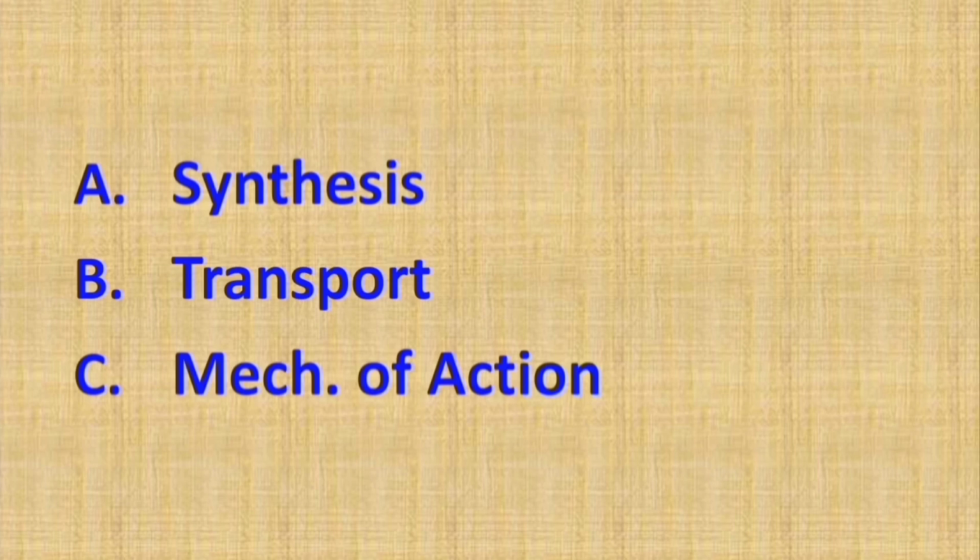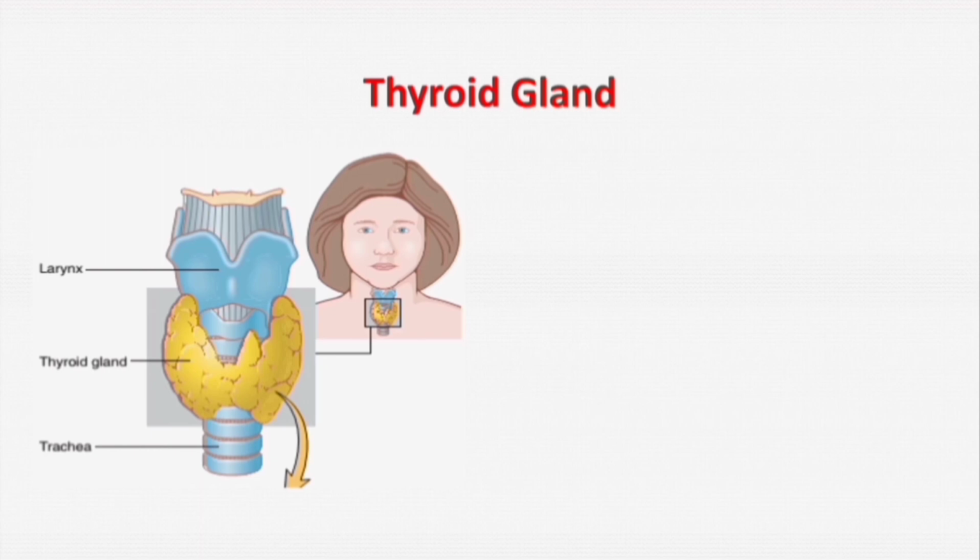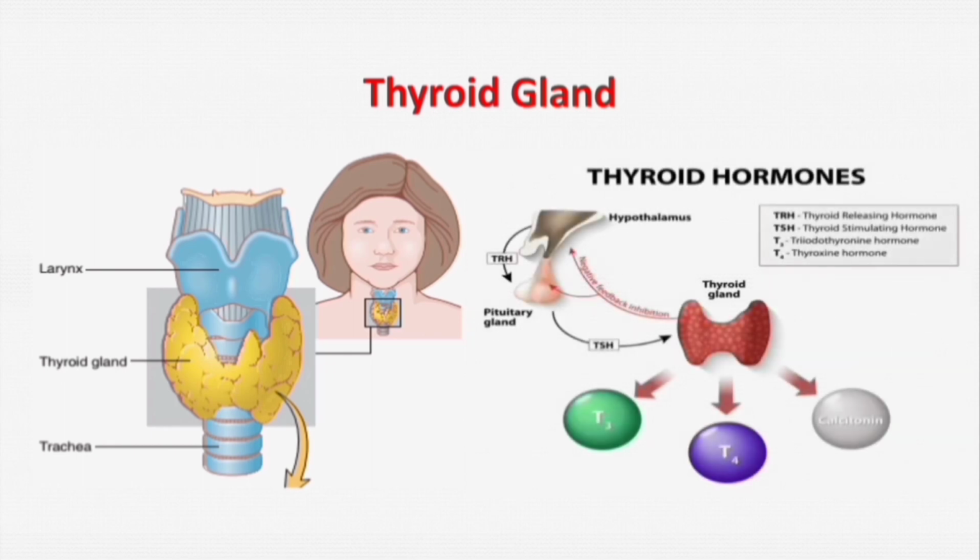So let's begin. Now, you know that thyroid is one of the largest endocrine glands in our body. It is located in front of the trachea, as you can see. Its weight is about 15 to 20 grams, and it receives one of the richest blood supplies in our body. It secretes three hormones, that is thyroxine, T4, triiodothyronine or T3, and the third hormone is related to the calcium metabolism, and that is called calcitonin.